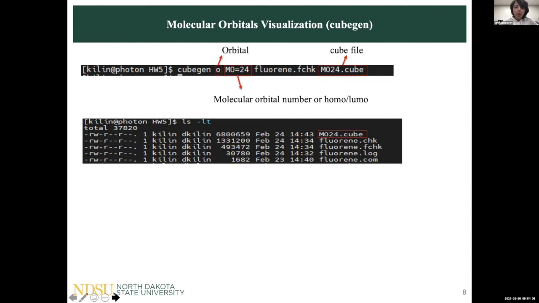So cubegen O stands for orbital, a molecular orbital number. For example, here I selected molecular orbital 24, and the name of the input FCHK file, and the name of the output file that you desire to save. Again, after executing this command, by executing ls -lt, you can see that you have the cube file for this molecule.